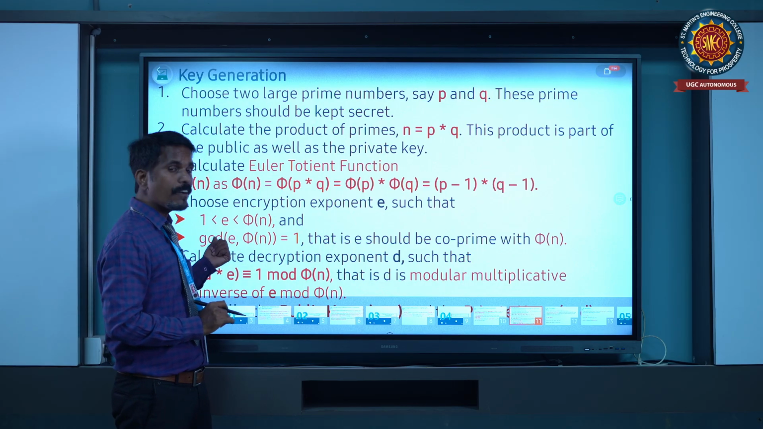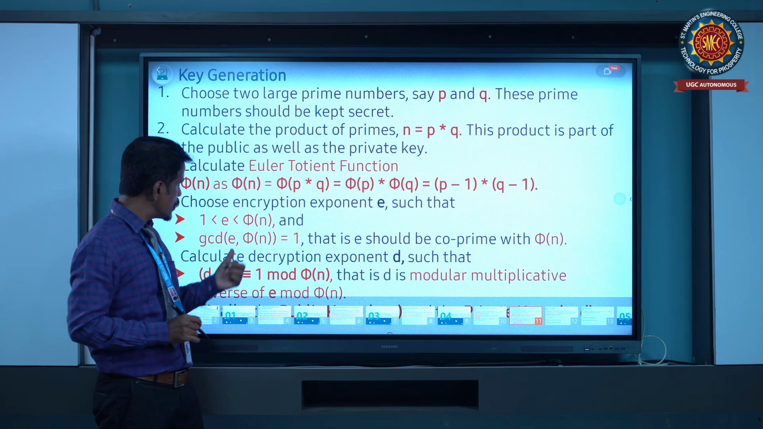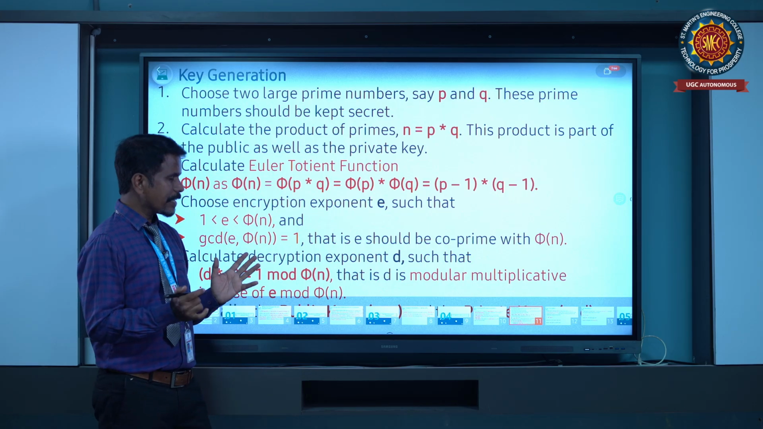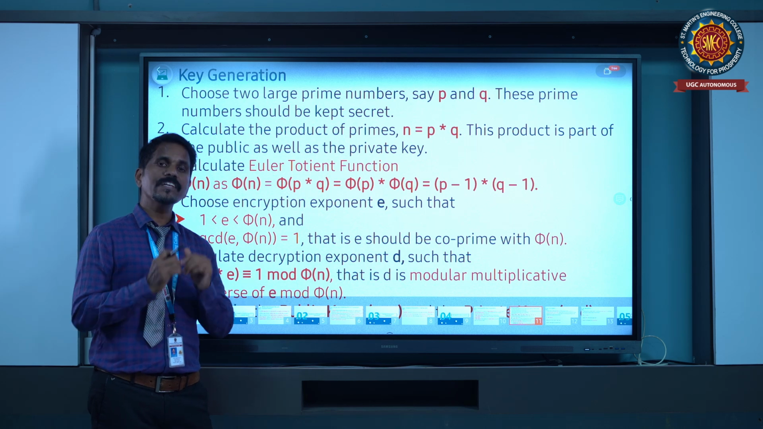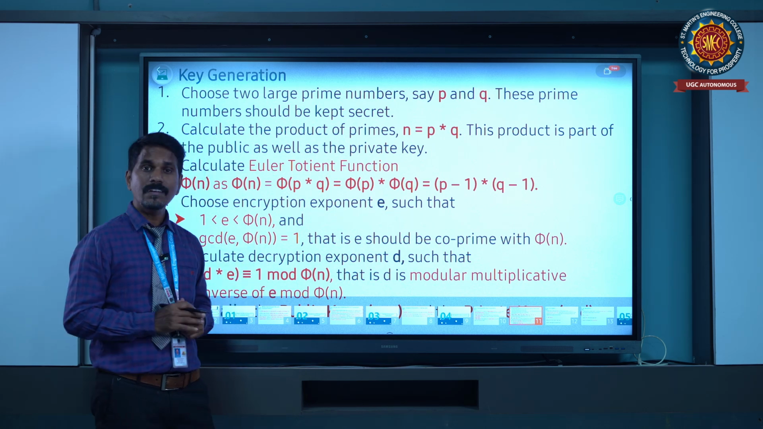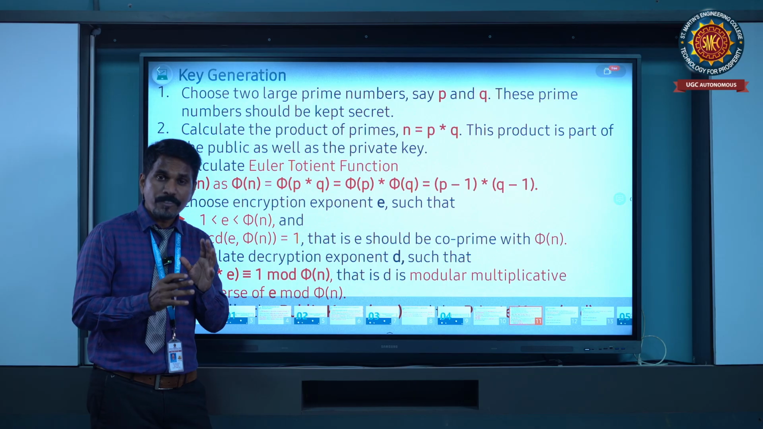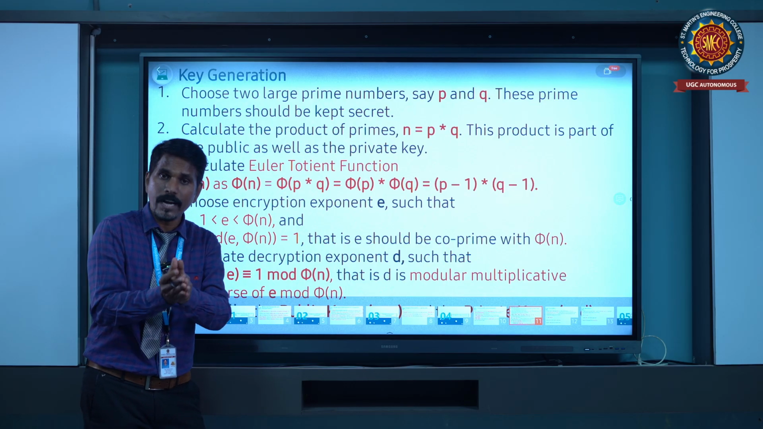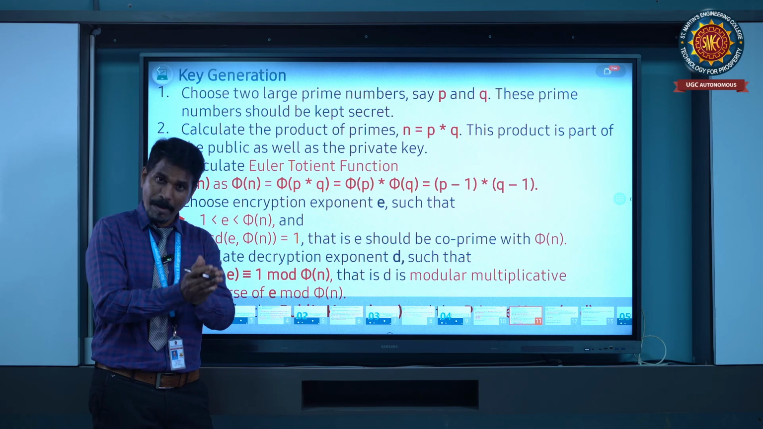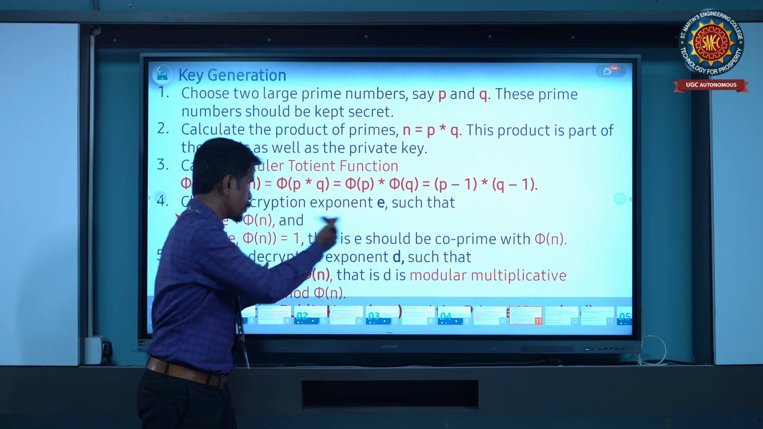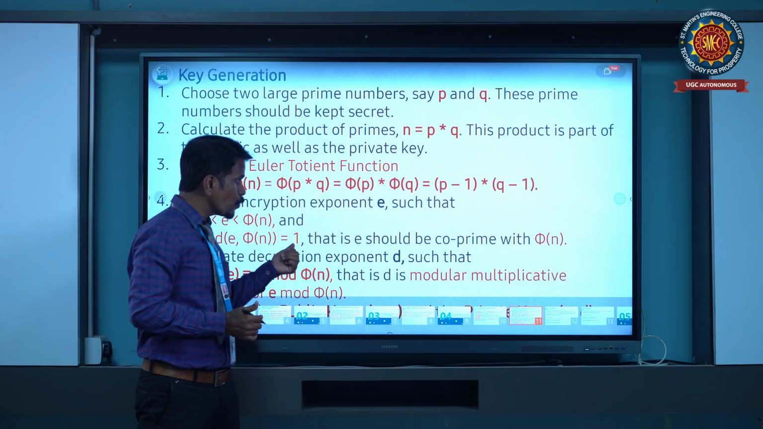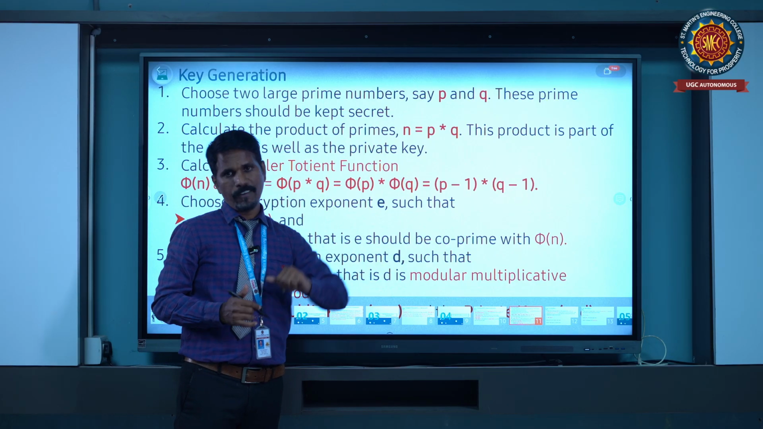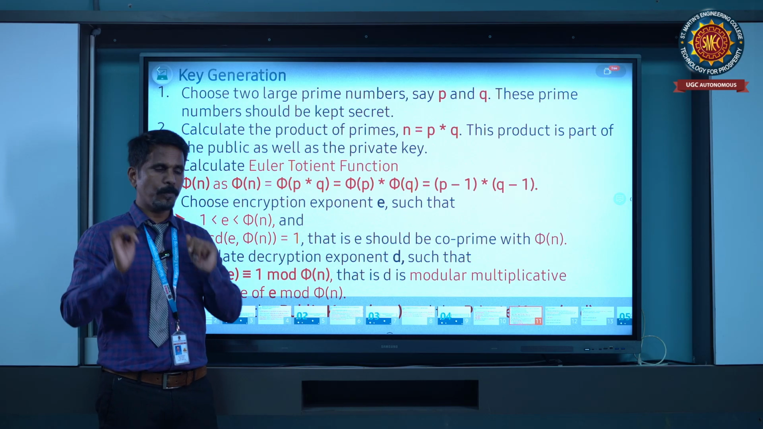Next we have to calculate the GCD. What is GCD? GCD is the greatest common divisor. Why do we need to calculate the GCD here? Because after finding the GCD, we need to determine whether the value is equal to 1 or not. Only then can we proceed. So when GCD equals 1, E should be co-prime with phi of n. Phi of n is the co-prime of E.